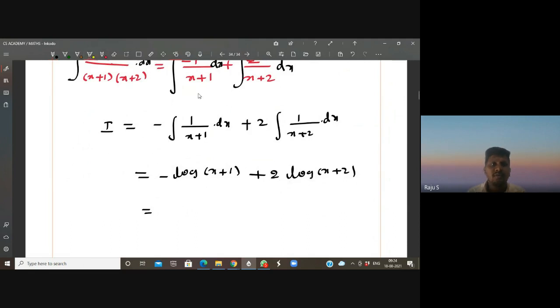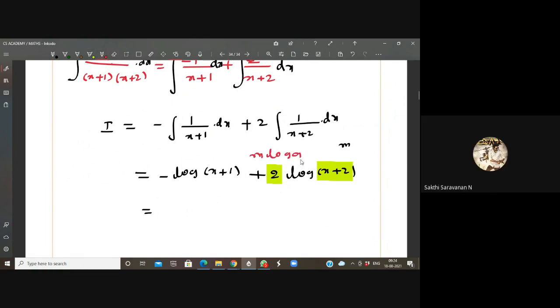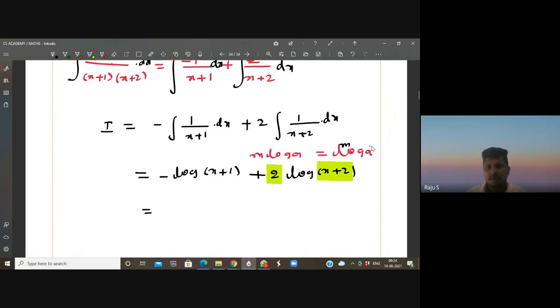See student, this is in the form of m log a. M log a. What is the formula for m log a? Log a power n. Okay, fine. So log of (x plus 2) all to the power of 2, minus this log of x plus 1.